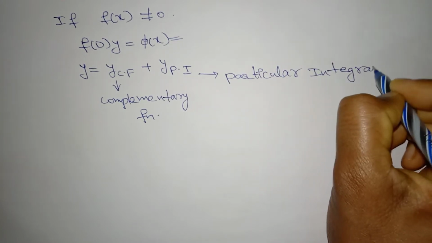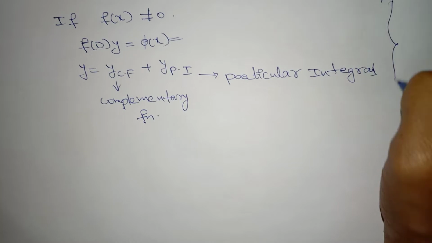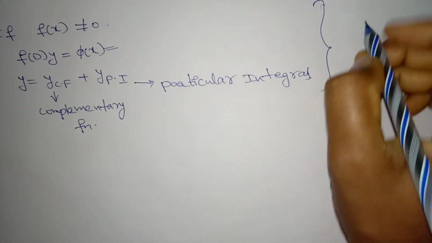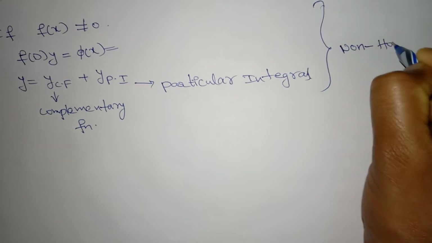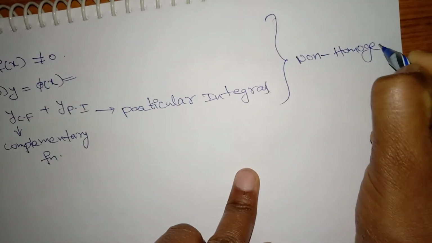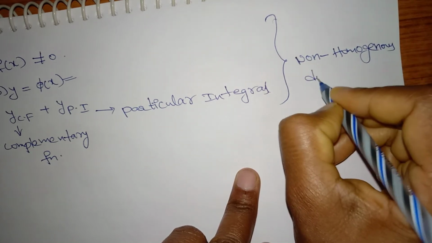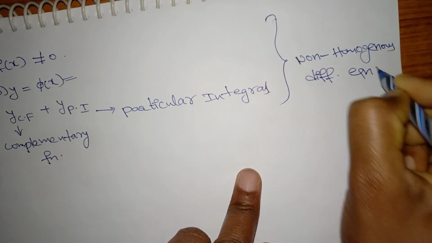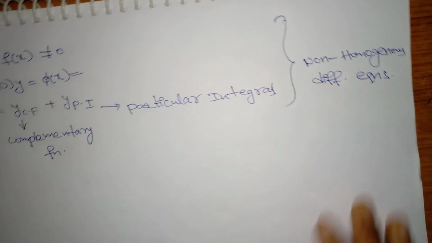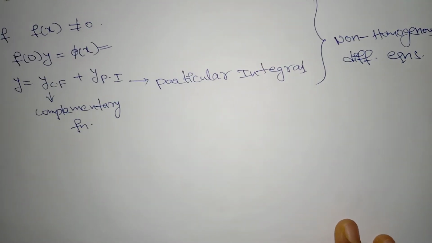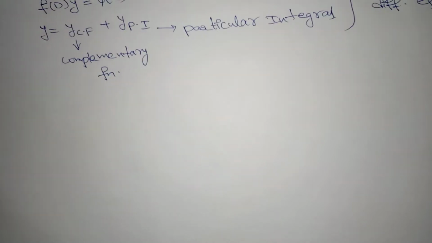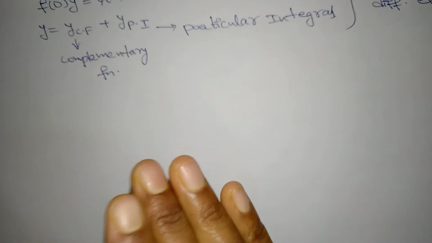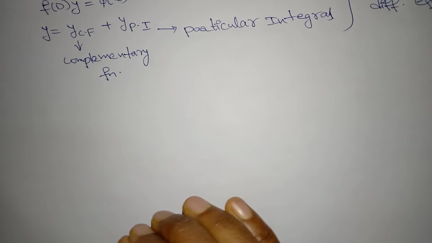These type of equations, that is, when the right hand side is not equal to 0, are said to be non-homogeneous differential equations. Now we will find the solution for homogeneous and non-homogeneous differential equations. I will explain by giving examples. So these are the higher order differential equations.